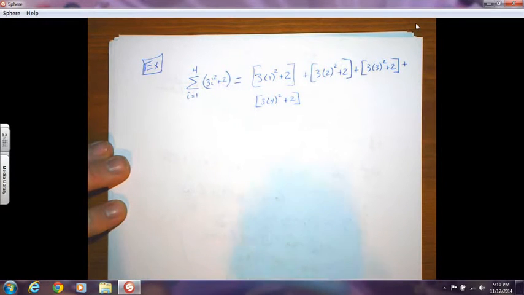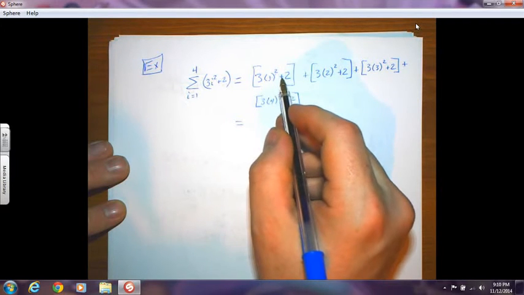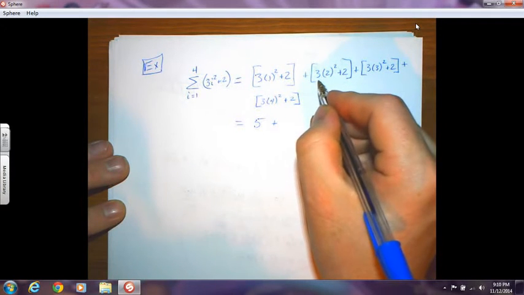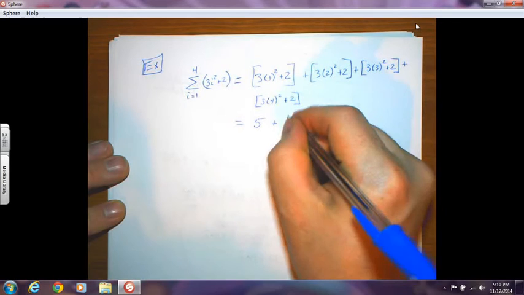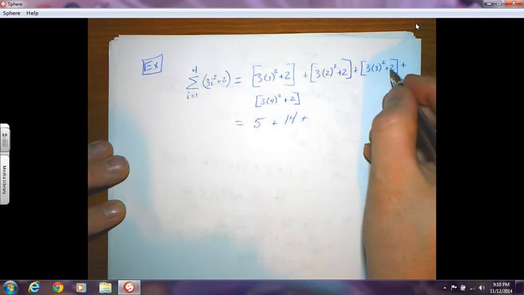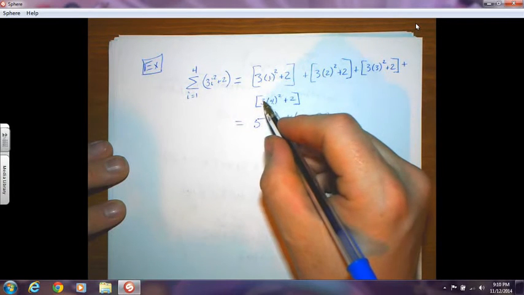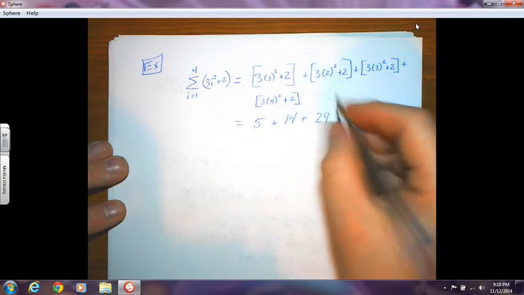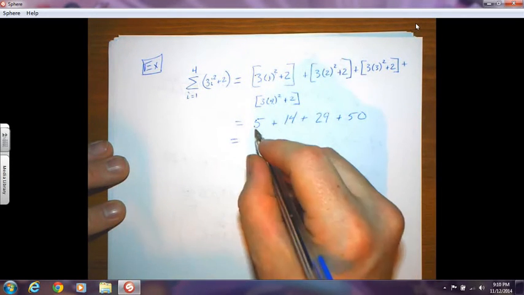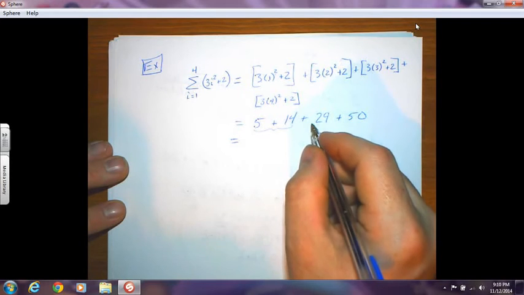So now I can go through and add up all those values. 1 squared is 1, times 3 is 3, plus 2 is 5. 2 squared is 4, times 3 is 12, plus 2 is 14. 3 squared is 9, times 3 is 27, plus 2 is 29. 4 squared is 16, times 3 is 48, plus 2 is 50. And now when we sum those all up, it looks like we have here 19 plus 29 is 48, plus 50 is 98.